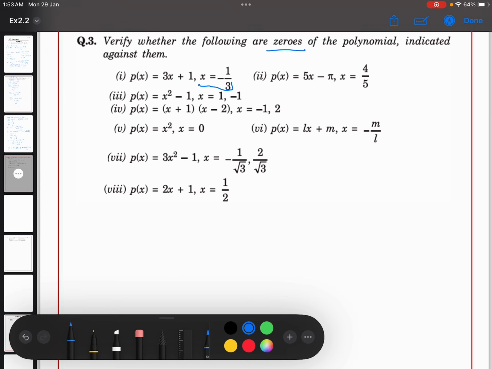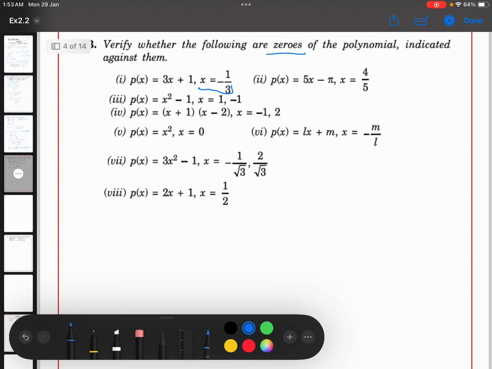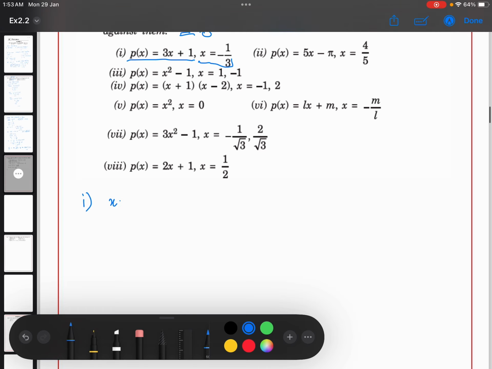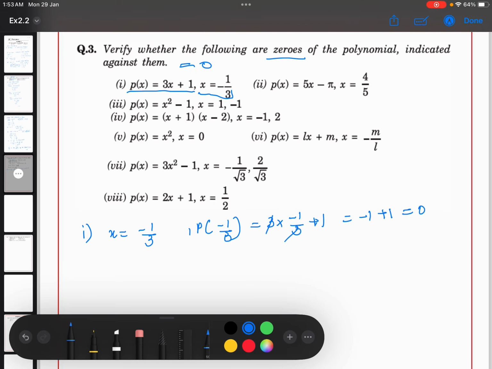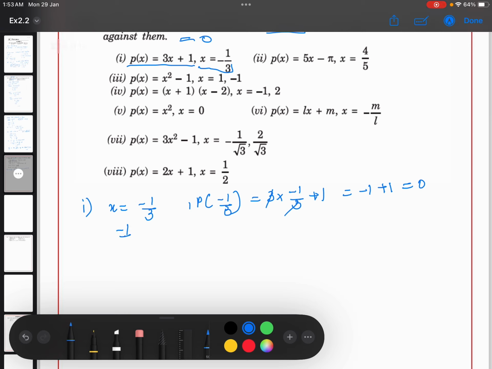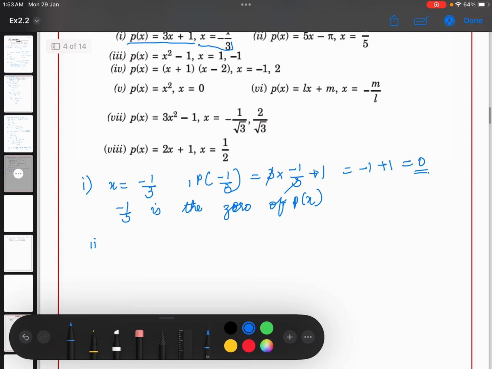Okay, so we simply have to see p of x is given to us, and in order to know if it is the zero of the polynomial, this equation should become equal to what? Equal to 0. Okay, so the first question, x equal to minus 1 by 3. Now substitute it here, minus 1 by 3. So what will you get? 3 into minus 1 by 3 plus 1. Cancel out 3. So you're left with minus 1 plus 1 equal to 0. So the first answer for this is minus 1 by 3 is the zero of p of x.